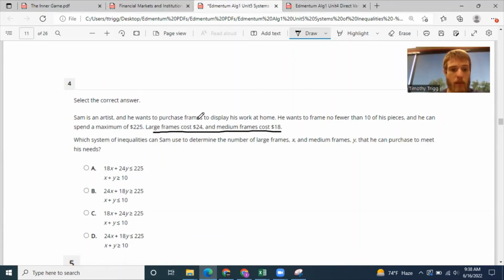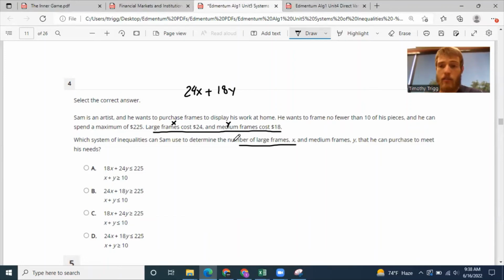We're going to have X be the number of large frames. So large frames, that's X. And the medium frames are Y. See if you can write an inequality here for this. Well, that would be $24 times the number of large frames plus $18 times the number of medium frames, Y.